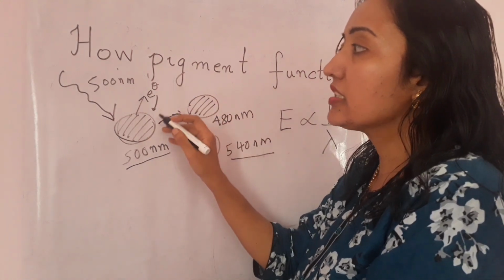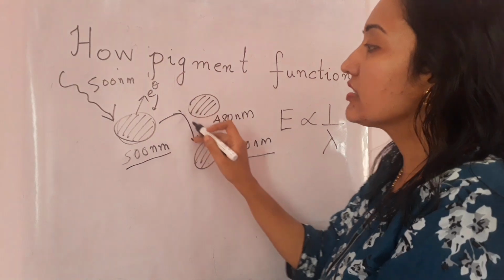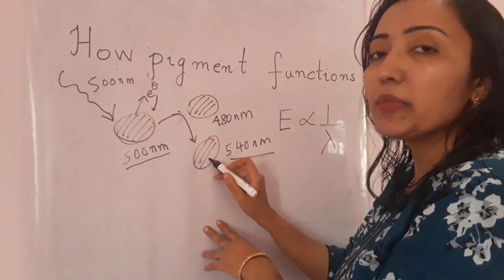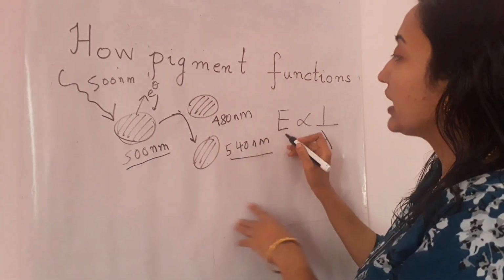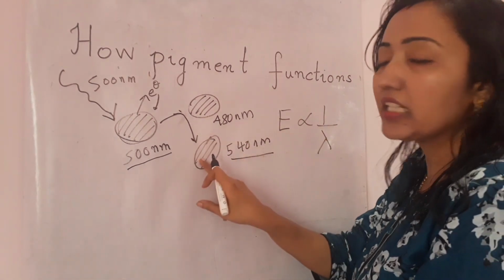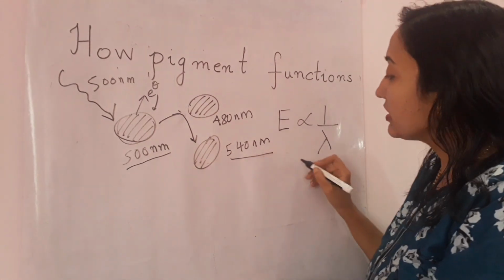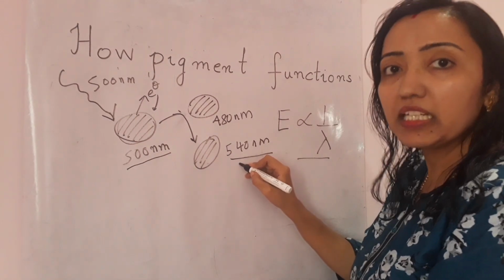This released energy is always less than the energy absorbed. So energy is transferred to another pigment which has more wavelength, because energy is inversely proportional to wavelength. Whenever energy decreases, now less amount of energy is getting transferred. Hence the wavelength of the pigment increases.